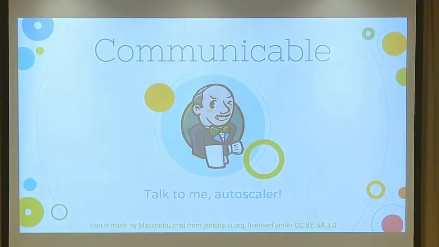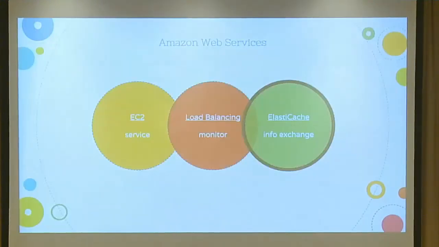There is a way we can make autoscaler and Jenkins communicable to each other. Yes, it's kind of setting up a WhatsApp for them. And that's why we choose ElastiCache to be our information exchanging center for autoscaler and our Jenkins. They can write data into Redis, share the information to make sure they are on the same page.